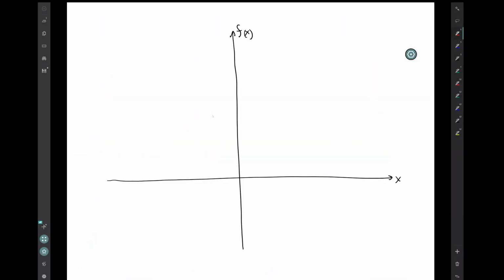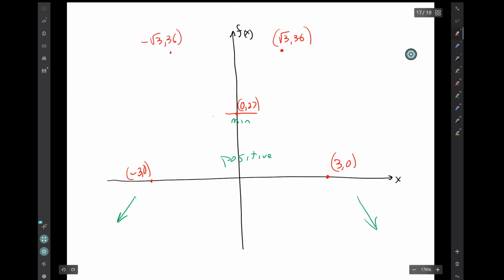All right, so the information from step 1, the x-intercepts and the y-intercept, and the fact that the graph goes down on the ends and is positive in the middle or above the axis. All right, in step 2, we found these local extrema. And then in step 3, we found inflection points.